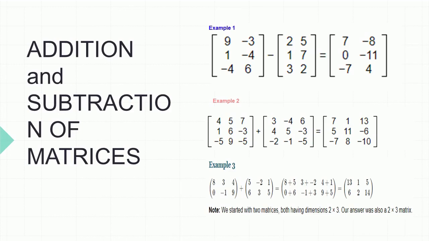Also, the same thing happens in the second example. 4 will go with 3 to give you 7, the first 3. 5 plus minus 4 will give you 1. And 7 plus 6 gives you 13. And so on and so forth. I believe the last example here shows explicitly how we got the answer. Note, if both matrices have dimensions of 2 by 3, our answer must also be what? A 2 by 3 matrix.